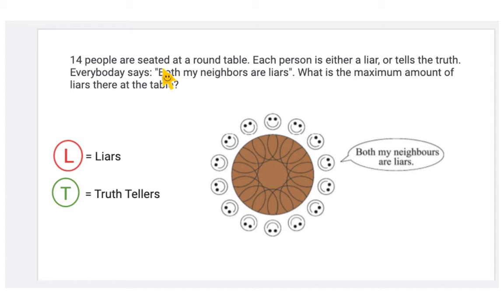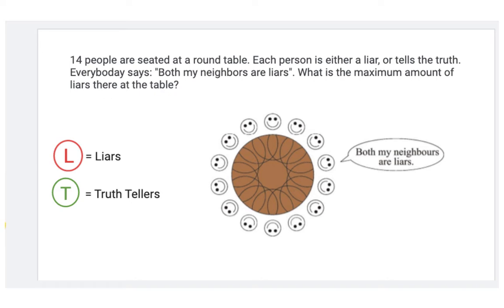14 people are seated at a round table. Each person is either a liar or tells the truth. Everybody says, "Both my neighbors are liars." What is the maximum amount of liars there are at the table?